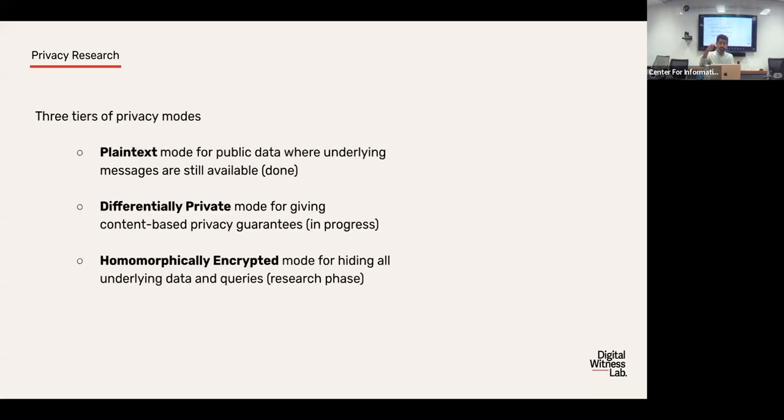But the idea is to add statistical noise and make the embeddings differentially private. Madeline, correct me wherever I'm wrong in what I'm saying here, since you are working on this at the moment. We're trying to figure out how to make the embeddings differentially private, so you add enough statistical noise that you can get some sense of what is going through the content without an exact measurement of it.